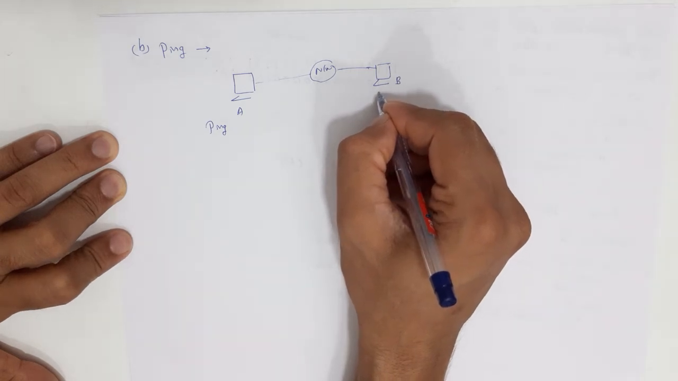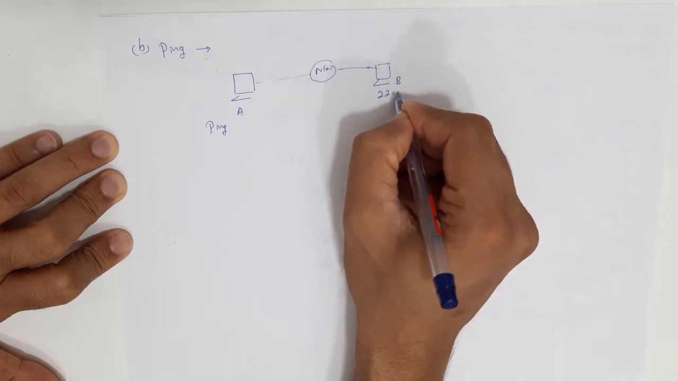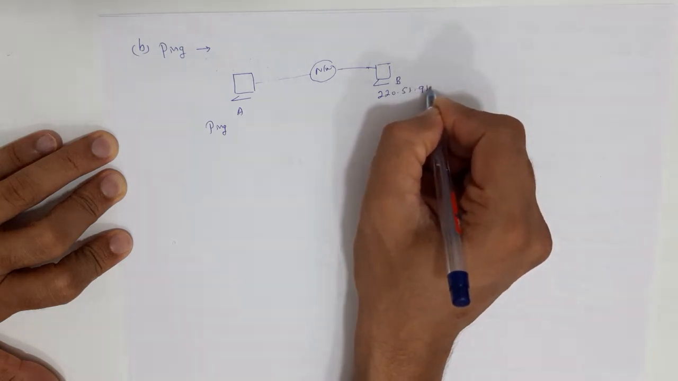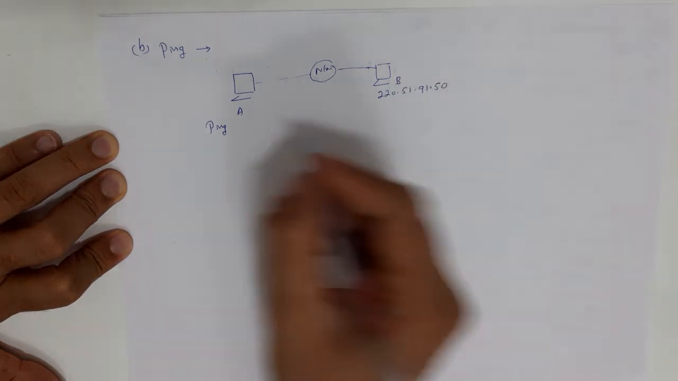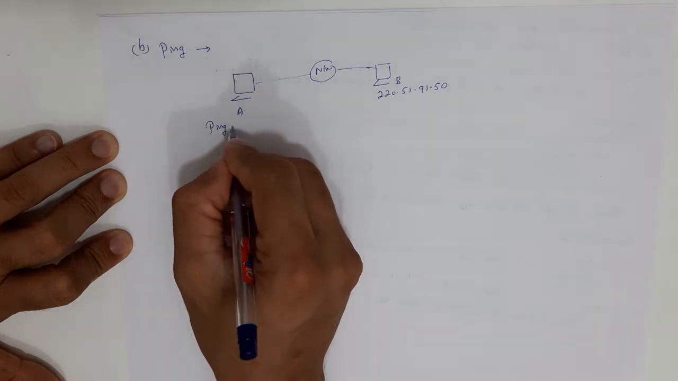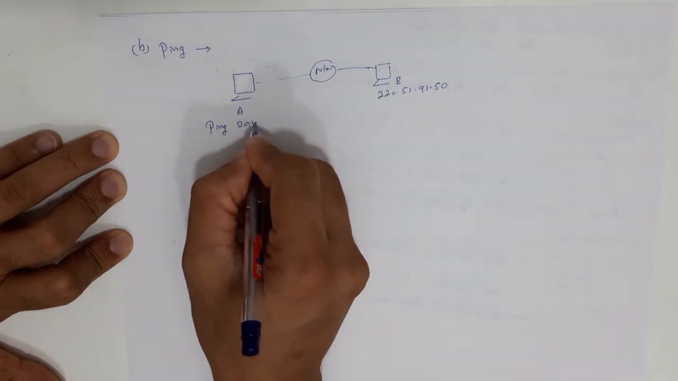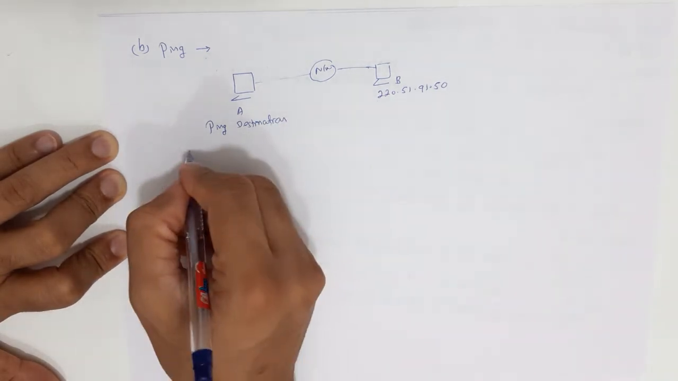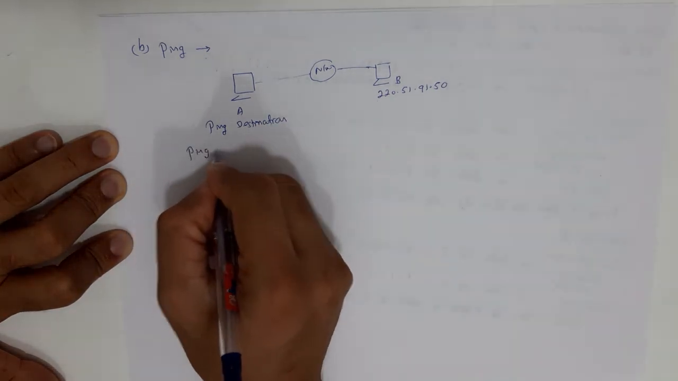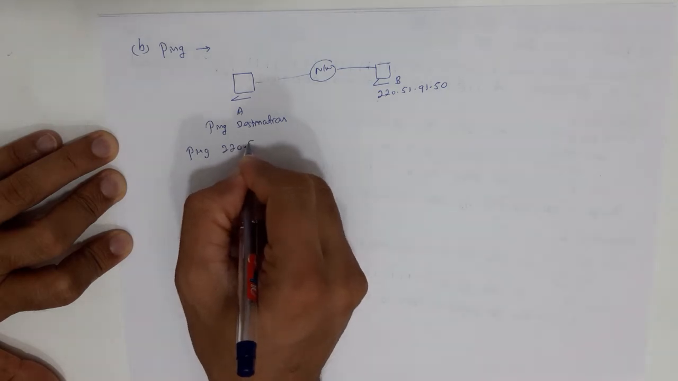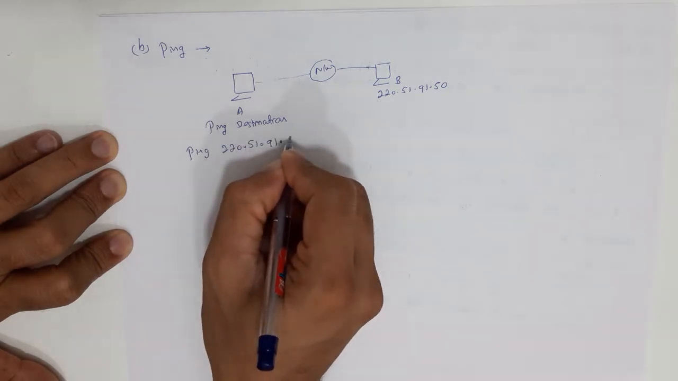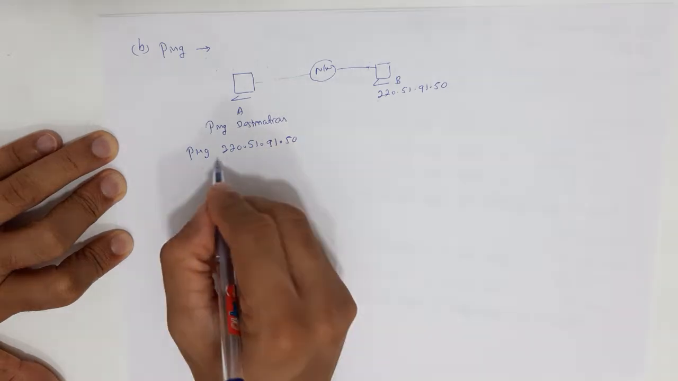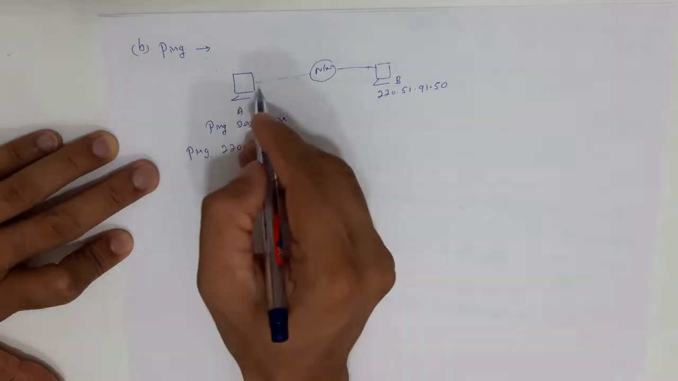At the moment, I may assign an IP address for computer B, just like 220.51.91.50. If that is the case, I have typed the ping command, pinging the destination. We are pinging to a destination. So our destination is this. We write it like ping 220.51.91.50. Then what will be the reaction by this computer?